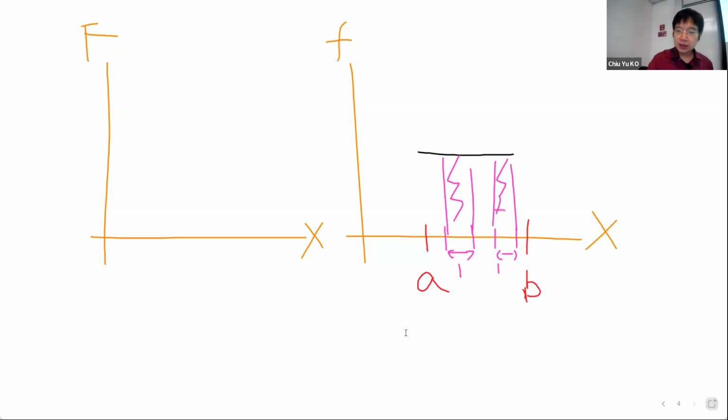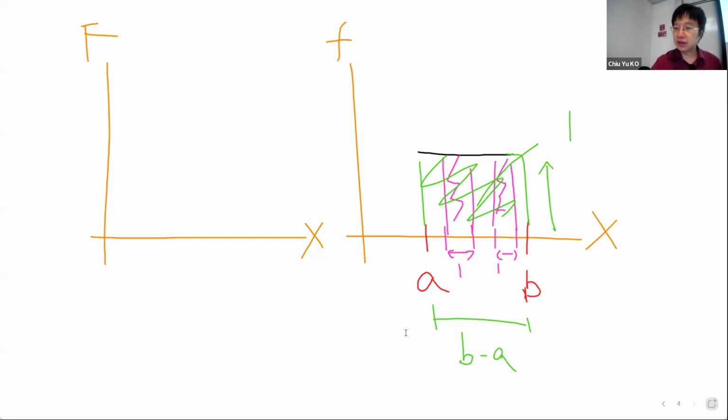Since the area under f must be 1, right? The area you learn is base times height, right? The base is b minus a.